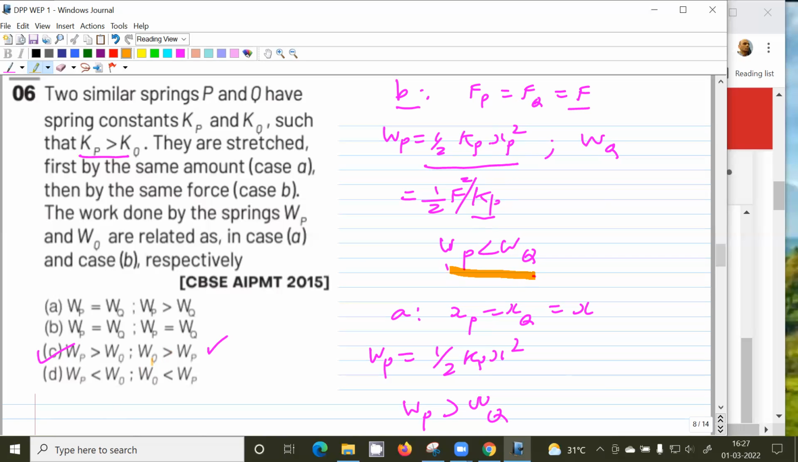So wp is less. In the first case, wp will be more because half k x is same. So it depends on k. So wp will be opposite. So option C.